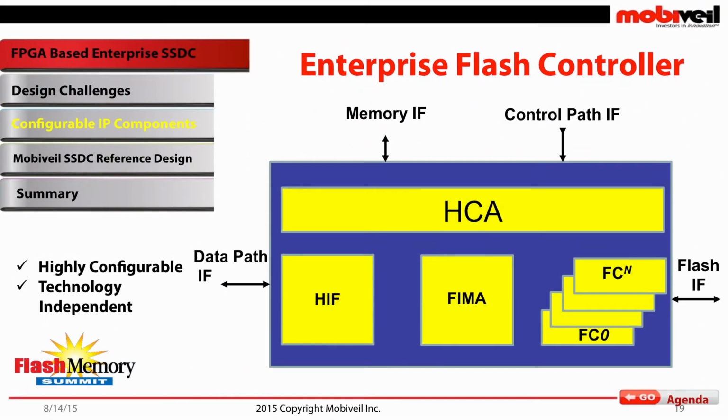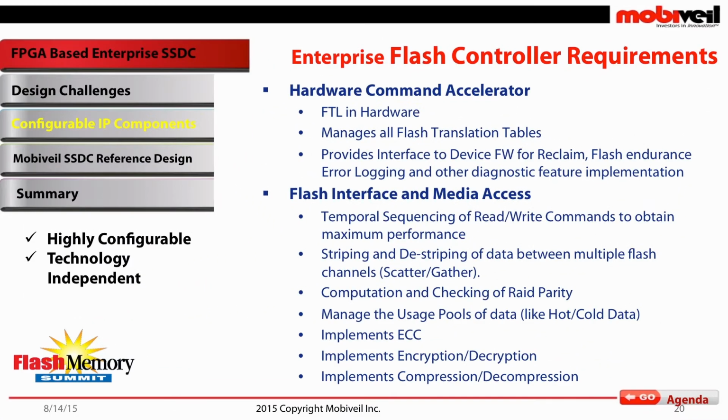And the heart of the IP is the HCA, which is the host command accelerator. This is where one can implement the full FTL in hardware. So all the table mapping, lookup, everything is implemented in hardware. You have the DDR3, 4 for that. And this is where there is a lot of software handshake built in for reclaim, endurance, error logging, and other dynamic feature implementation. The flash interface does read-write temporal sequencing, basically scatter-gather, the RAID, the ECC, encryption, and compression.